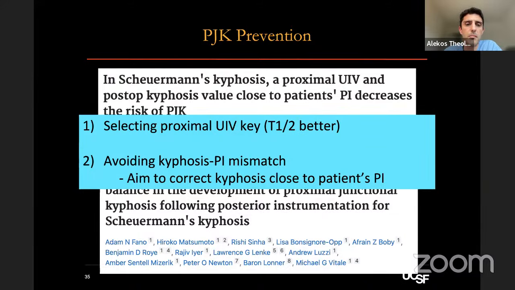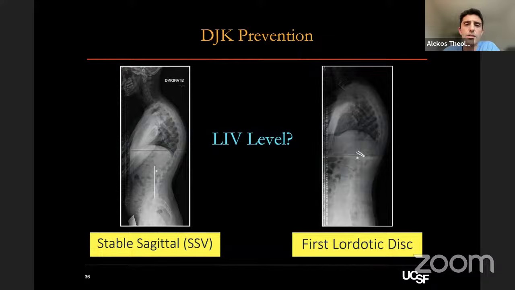In terms of DJK and its prevention, the major focus here is around the LIV selection. There are two proposed LIV stop areas. One is the stable sagittal vertebra, as shown on the left, and then the second on the right is a first lordotic disc. The first lordotic disc was one that was recommended more traditionally, and then the stable sagittal vertebra is something that's quote unquote newer. I wouldn't say it's new, but it's relatively newer.